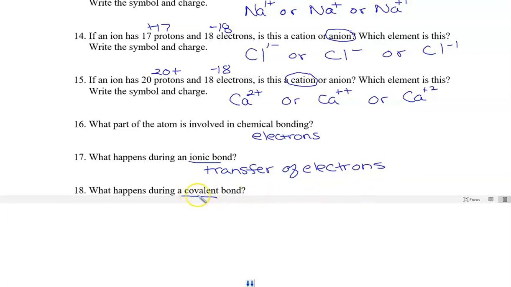So the prefix co- actually means to share, like co-workers, you share work. The word valence is your outermost electrons, the ones in the outer shell of the atom. So they're sharing those outermost electrons. So this is sharing of electrons. All righty.